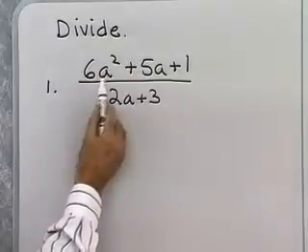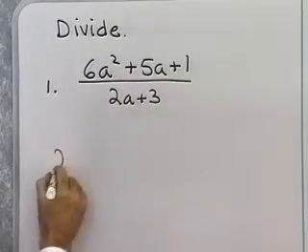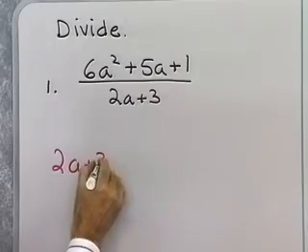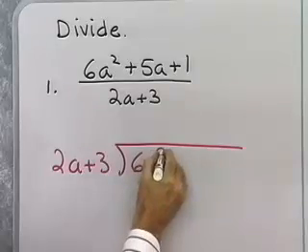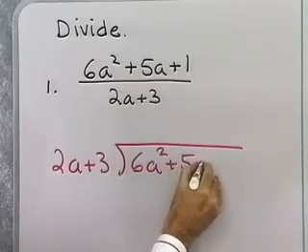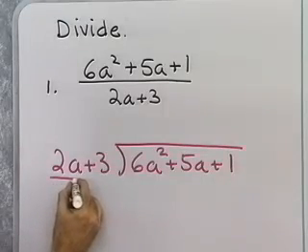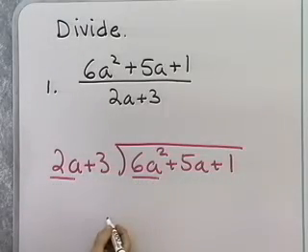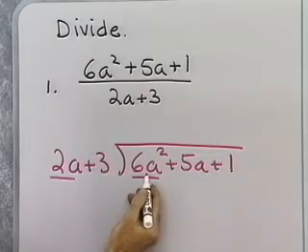So I have 6a squared plus 5a plus 1 divided by 2a plus 3. I'm going to set this up as a long division problem, similar to long division with whole numbers. There's not going to be much explanation as to why this works, only that it does work. I start by estimating how many times 2a divides into 6a squared by asking what number do I multiply 2a by to get 6a squared.